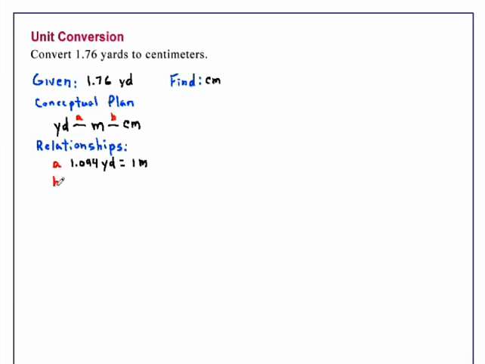Relationship B, working within the metric system, is that we have 100 centimeters in 1 meter. So now we're ready to solve the problem.